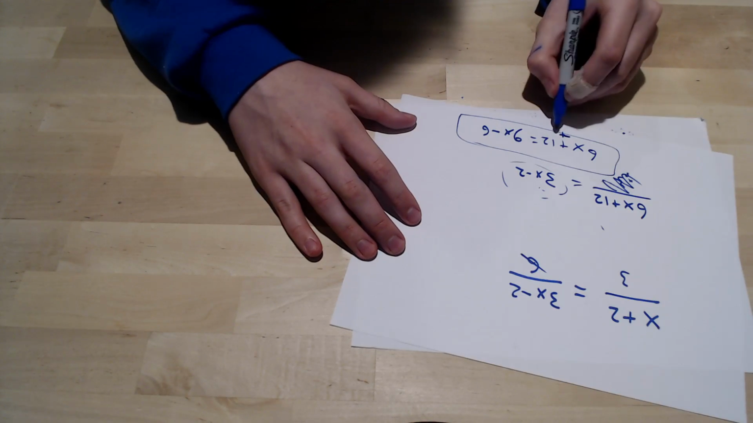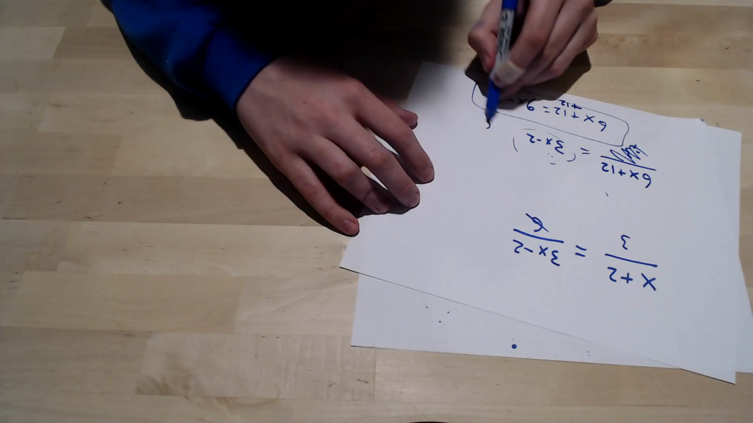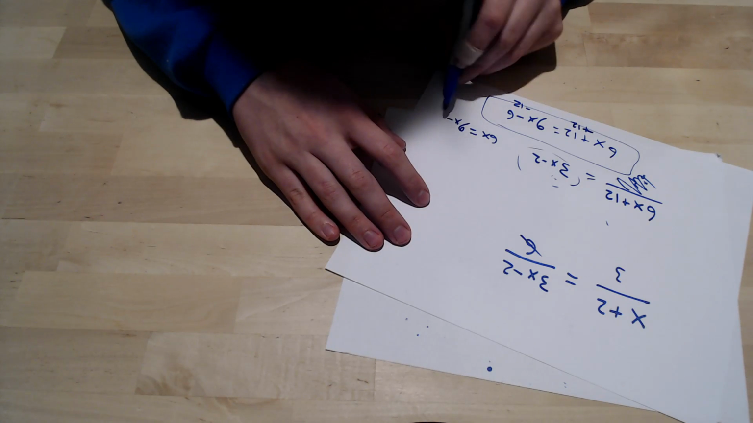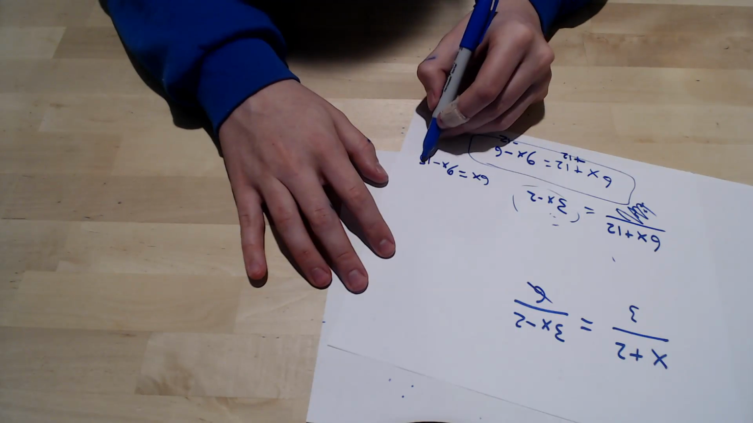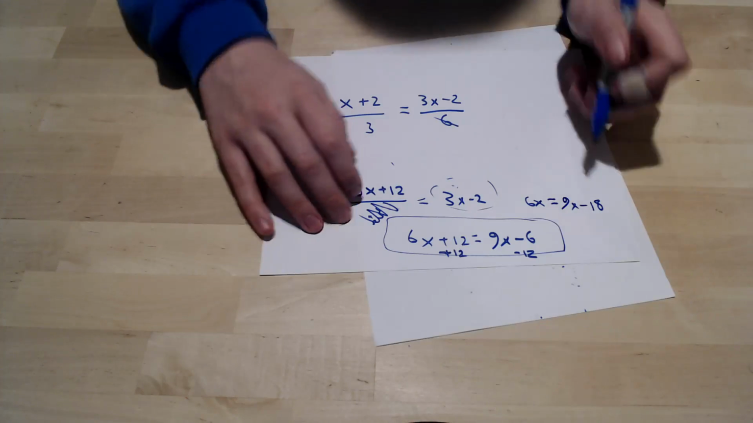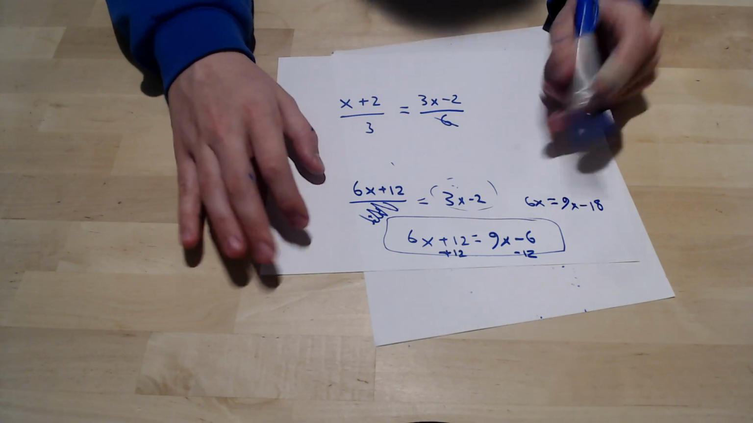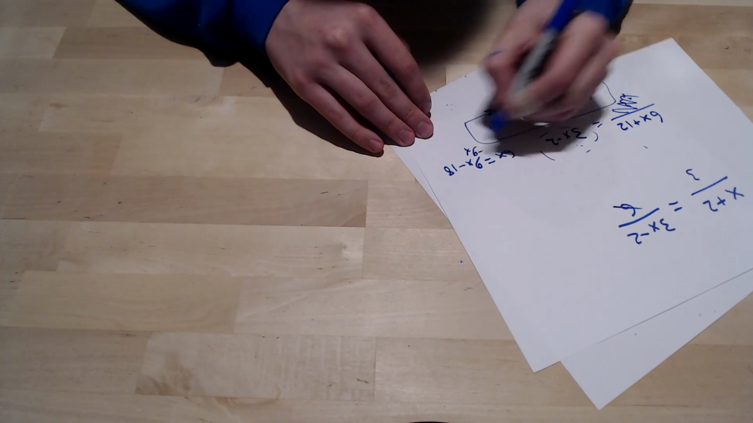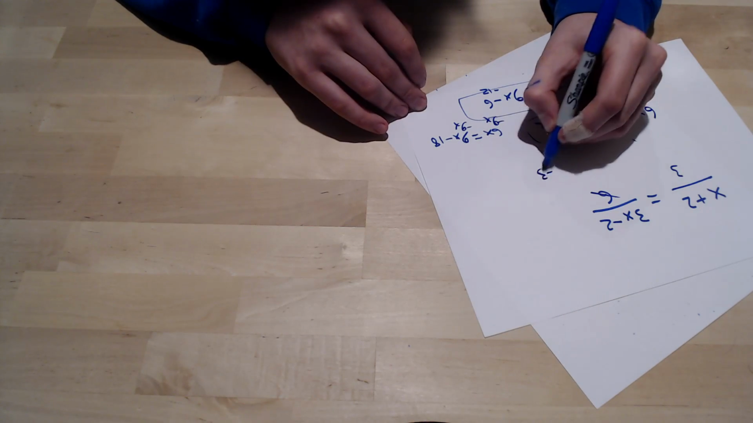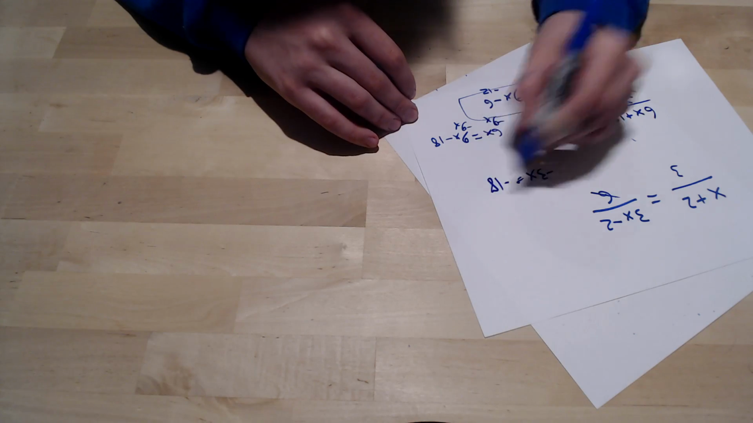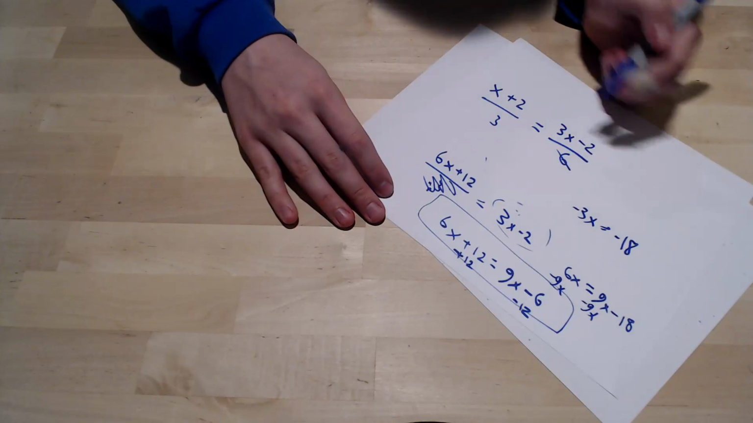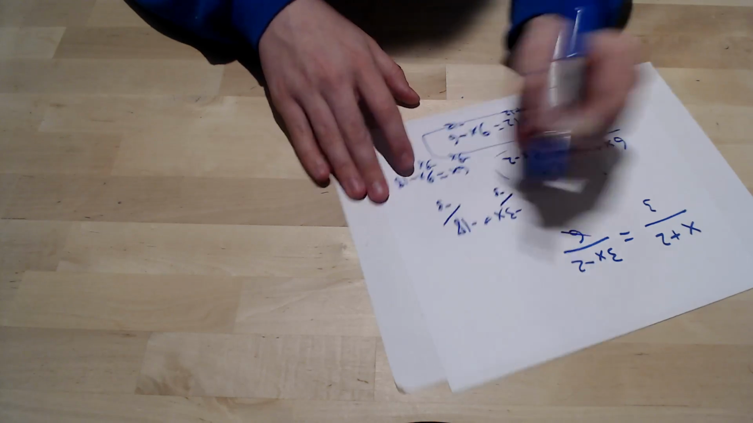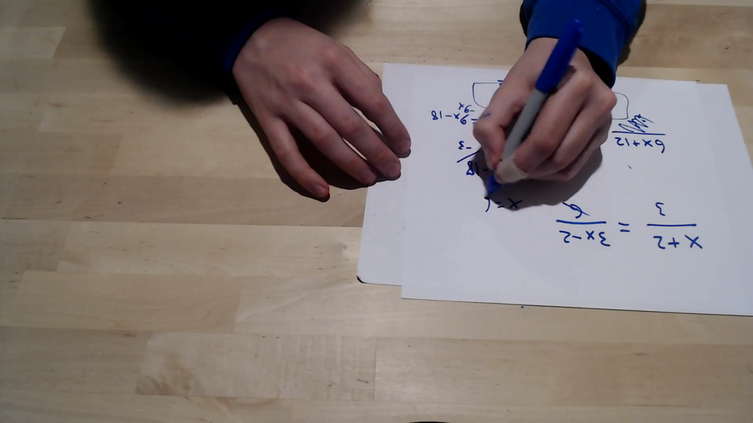So minus 12, minus 12. So 6x equals 9x minus 18. That's the sort of half-solved form. But here we can subtract 9x on both sides. Negative 3x equals negative 18. Like this. So divide by negative 3. That gives us x equals 6.